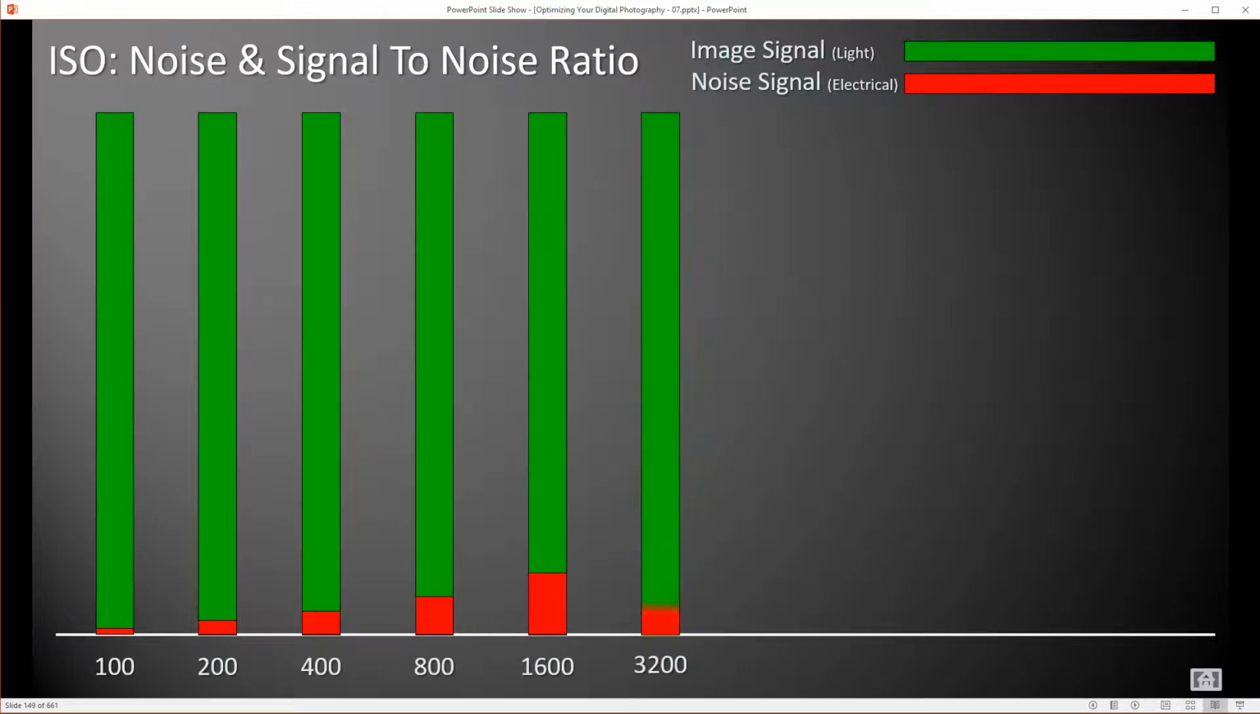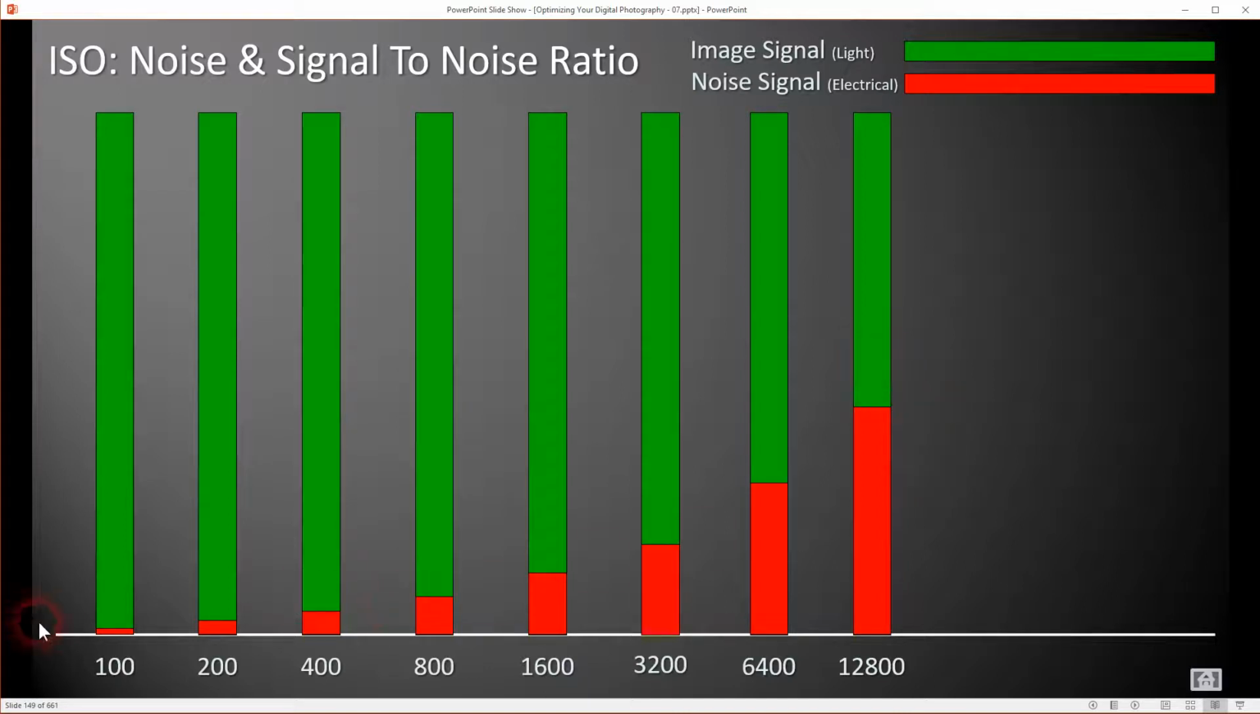By the time we start to get into the higher ISOs, this noise ratio compared to the light signal is starting to overwhelm it. By the time we get to the really high ISOs, we're getting so much noise that the image becomes almost unusable. And of course for different cameras this incline changes depending on the camera.